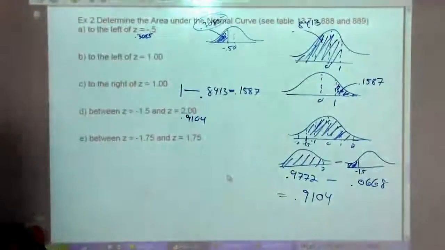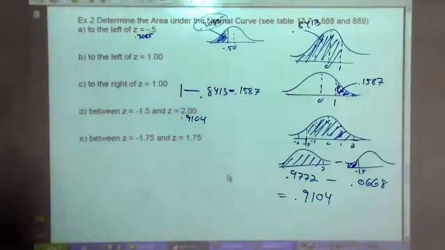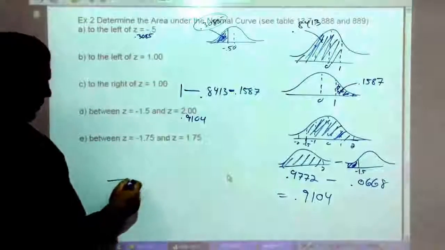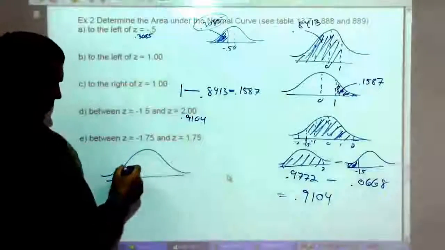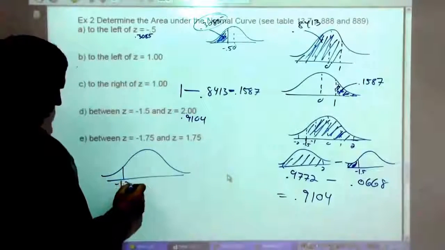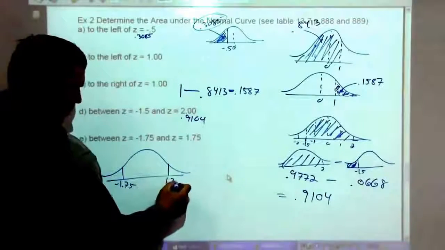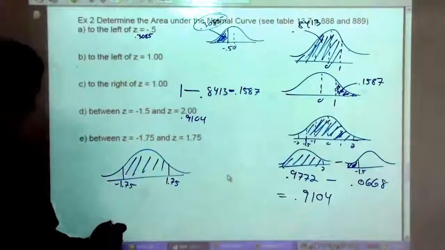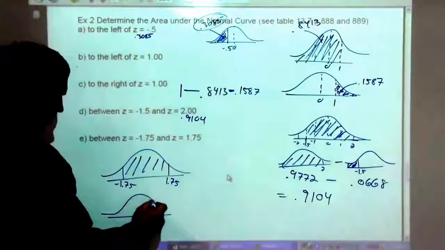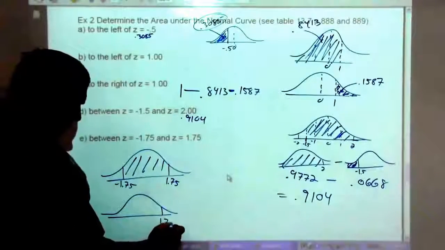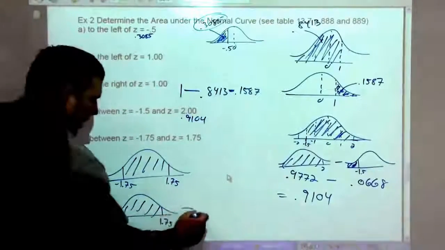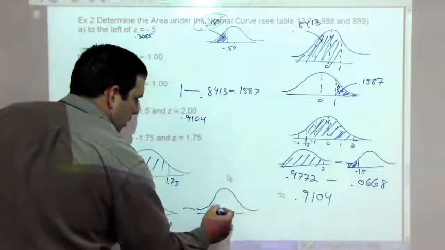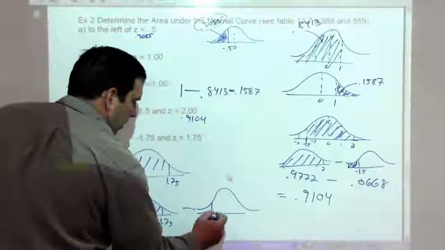And the last problem from this example says, how about between negative 1.75 and positive 1.75? We want this region, so we're going to look at the region that is 1.75 and subtract from it the part that should be missing, which is the region negative 1.75.